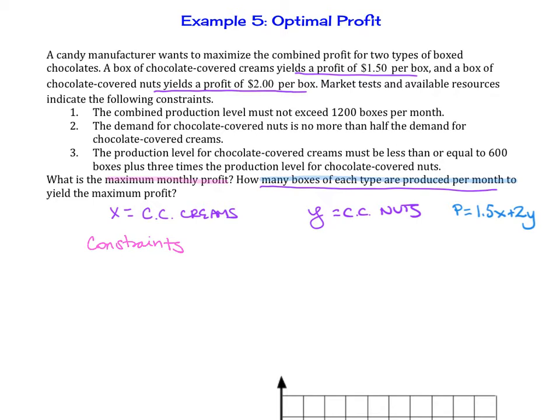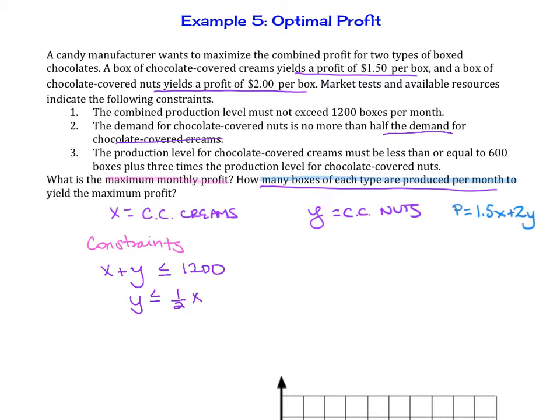It says the combined production level must not exceed 1,200 boxes per month. So x plus y has to be less than or equal to 1,200 boxes. Then it says the demand for chocolate-covered nuts, so y, is no more than half the demand for chocolate-covered cream, so that's less than or equal to 1/2 x. We will rewrite that a little bit later.